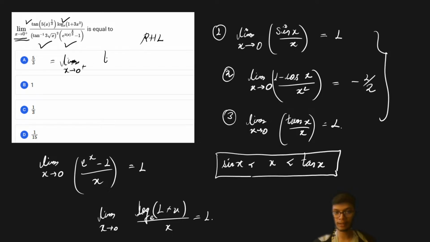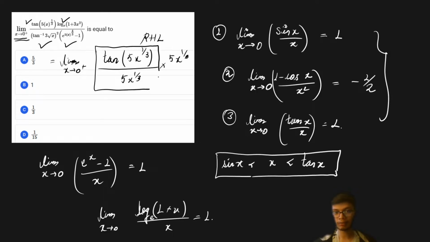What I can do over here is write this tan of (5x)^(1/3), and divide it by (5x)^(1/3) and then multiply with it, because I'm dividing it. The advantage is that I get this fraction with the limit going to 1, right?